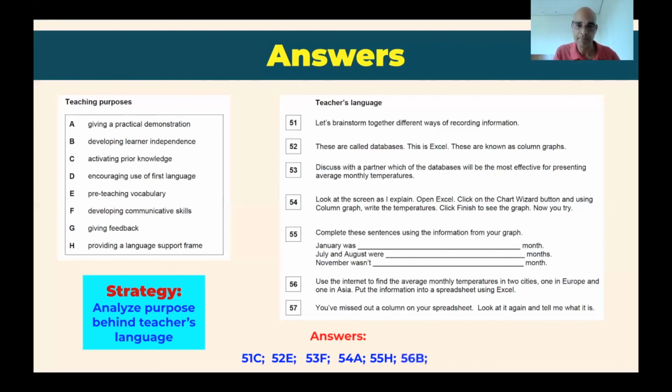That's definitely letter B. In 57, you've missed out a column on your spreadsheet. Look at it again and tell me what it is. Well, a classic example of feedback, right? That's letter G. The teacher is giving feedback. And we didn't see any examples of first language because there's nothing here that invites students to use their first language. There's no reference to the student's first language. That's just direct reference to the content being taught in English. And again, this is databases and graphs and using Excel. That's what the content is.